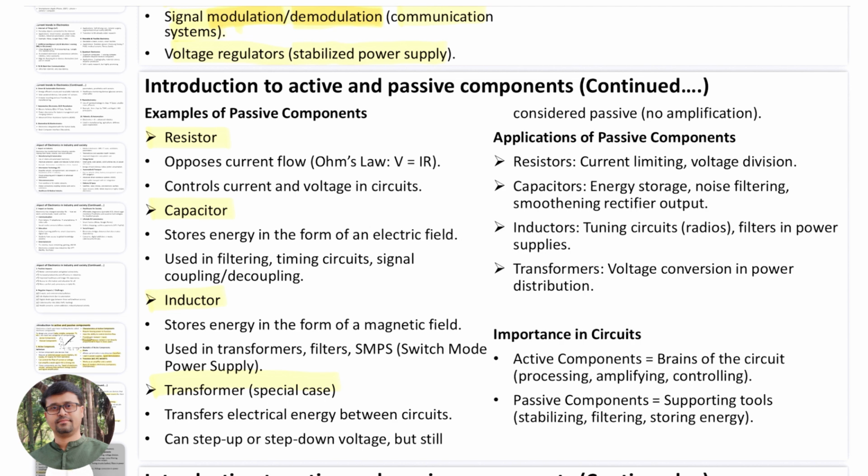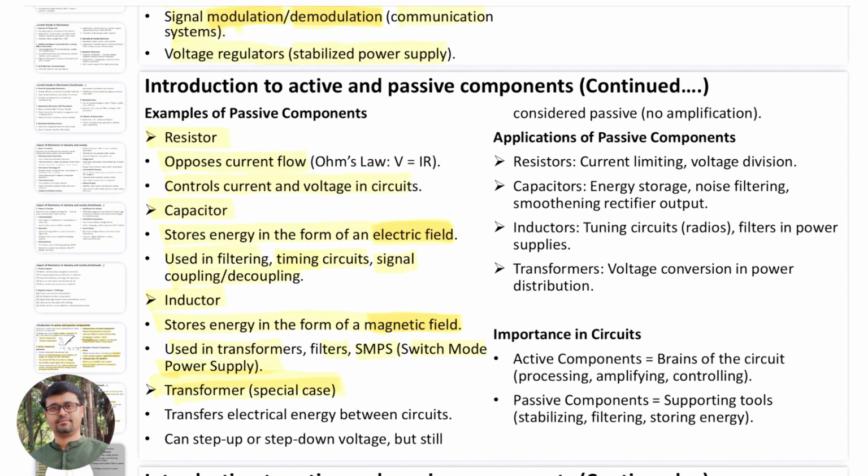The function of the resistor is to oppose the current flow, which controls the current and the voltage in the circuit. Capacitor stores energy in the form of electric field. It is used in filtering, timing circuits, and signal coupling or decoupling. Inductors store energy in the form of magnetic field. So the capacitor stores energy in terms of electric field, and the inductor in terms of magnetic field. They are used in transformers, filters, SMPS, switch mode power supply. SMPS is a type of power supply, so there it is being used.